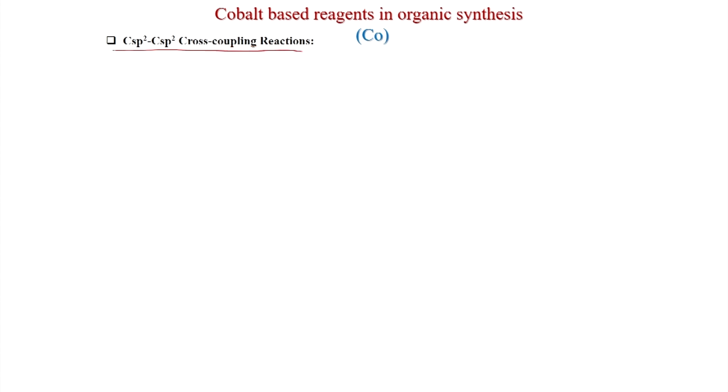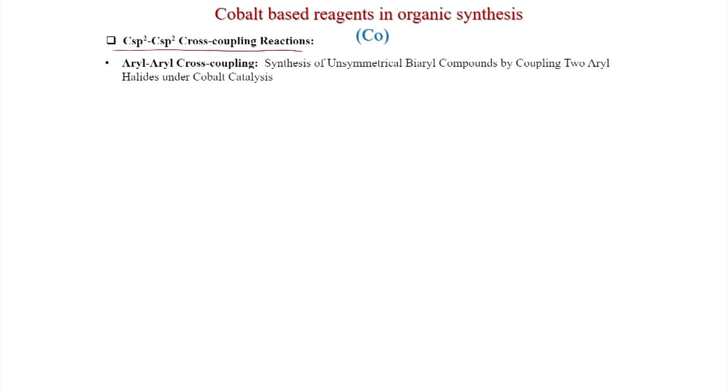Some more Csp2-Csp2 cross coupling reactions, aryl-aryl cross coupling. Earlier we have seen aryl-vinyl, now we will see aryl-aryl cross coupling: synthesis of unsymmetrical biaryl compounds by coupling of two aryl halides under cobalt catalysis.